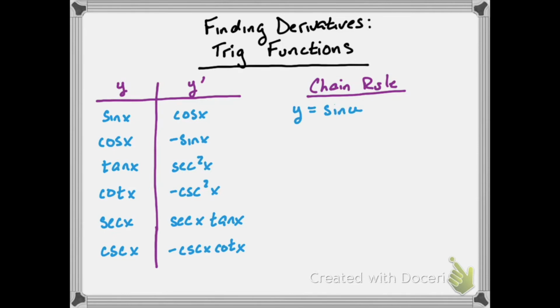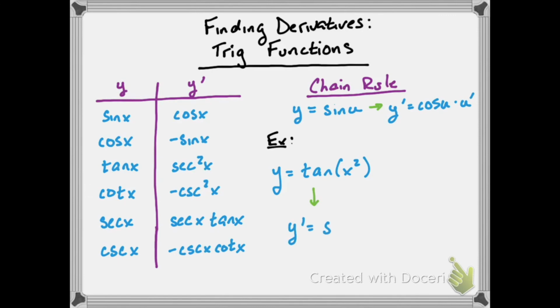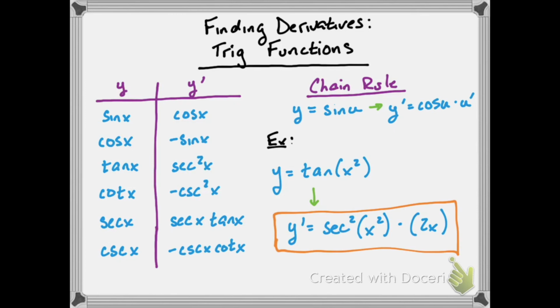So for example, if we had y equals sine of u, where u is any function, its derivative would be cosine of u times the derivative of u. A more specific example would be y equals tangent of x squared. Its derivative, the outside derivative, is going to be secant squared. We'll leave x squared alone, but then we have to multiply to finish the chain rule by the derivative of x squared, which would be 2x.